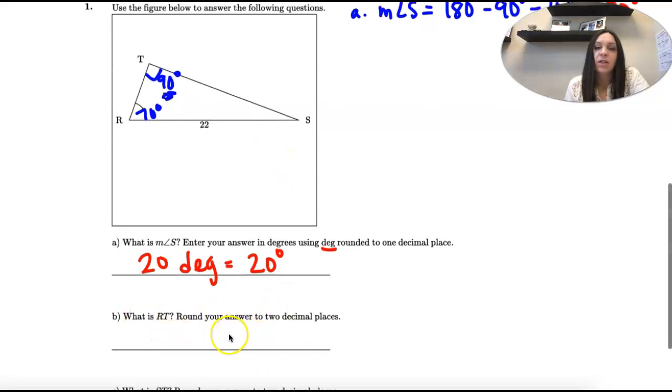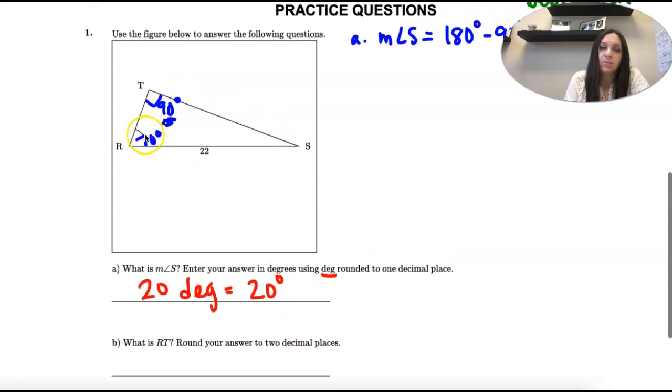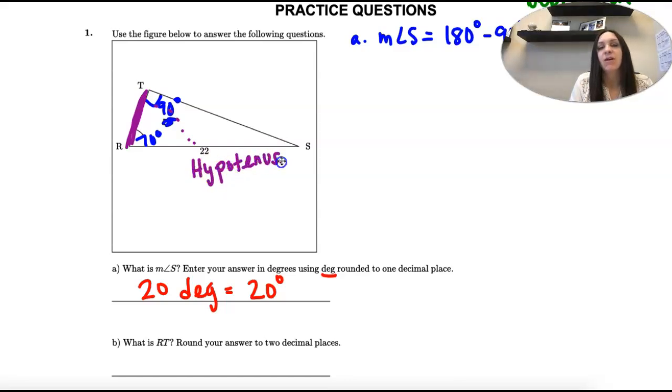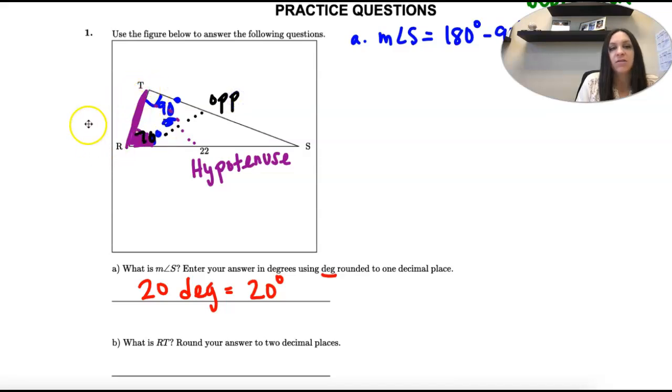Okay, B, what is RT? So we want to find this side. So let's look. We know the one across from the right angle is the hypotenuse. And then the other two depend on your angle of reference. So let's use the one we're given. Let's use 70 for angle R. So this side will be our opposite. And then the side we're trying to solve is the adjacent.